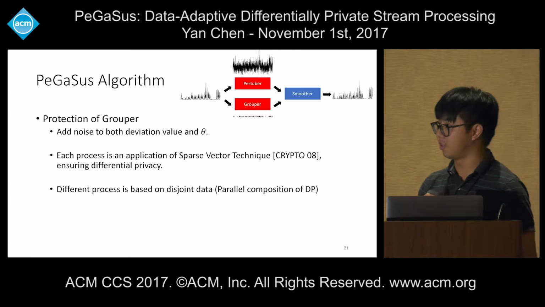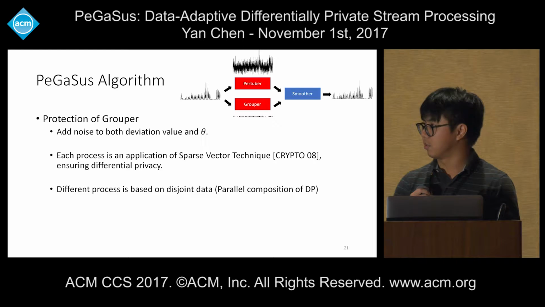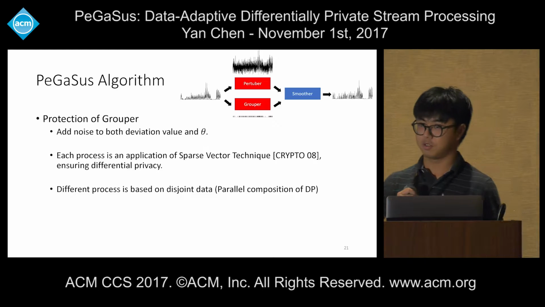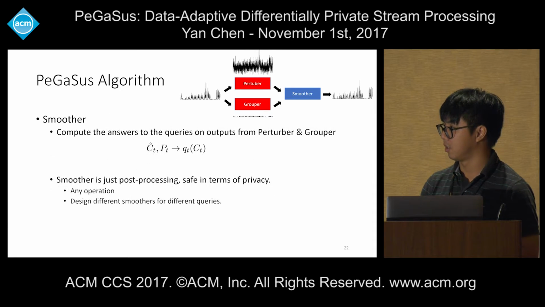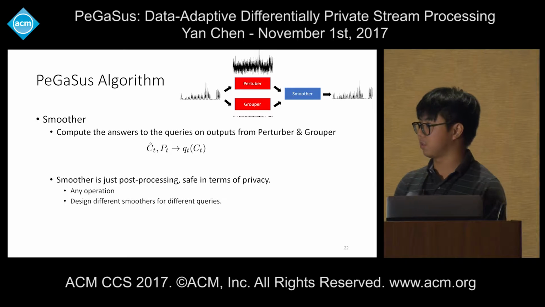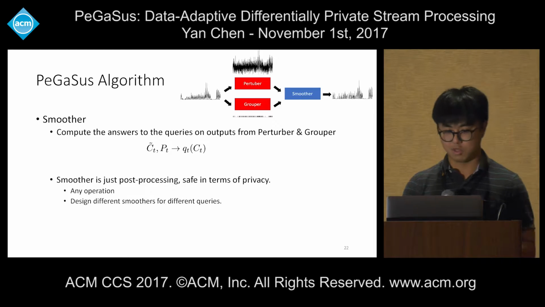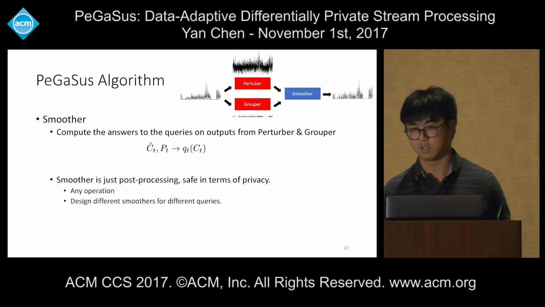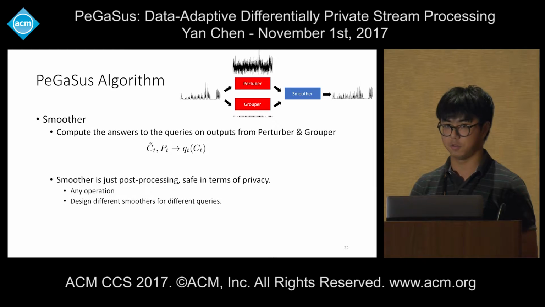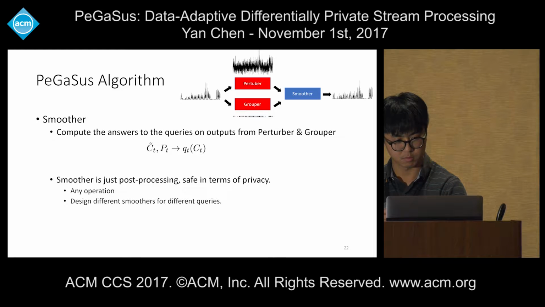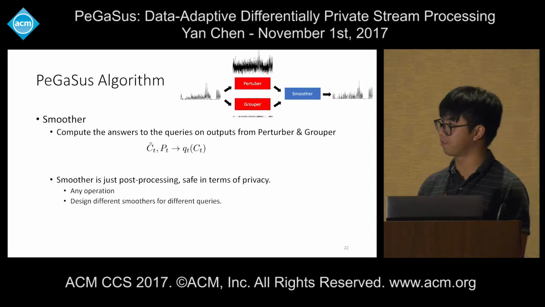Now the smoother. What the smoother does is compute answers to the queries based on the output from the perturber and the grouper. We have discussed that the smoother is only a post-processing step, which is safe in terms of privacy. So we can do anything we want, and we can design different smoothers for different queries. Let me show you an example.